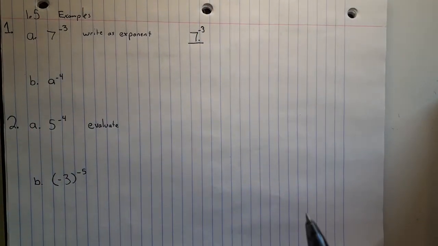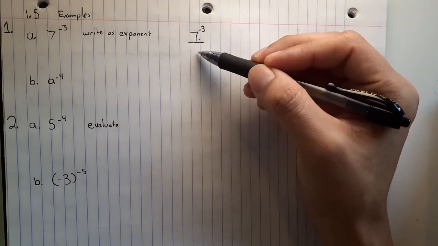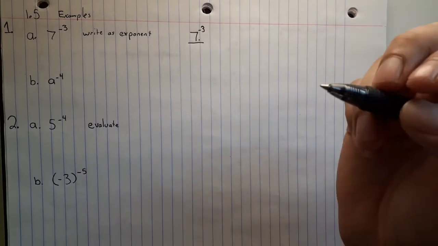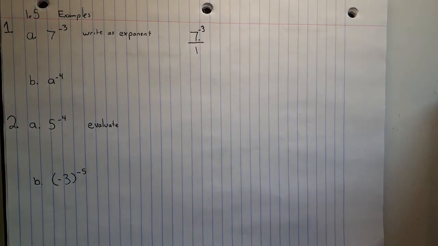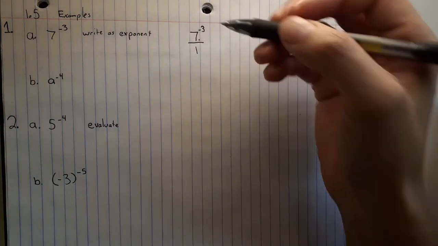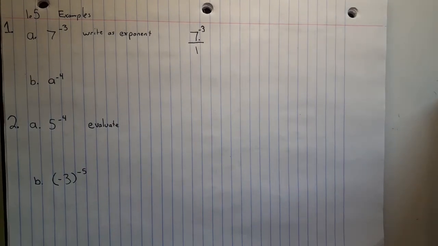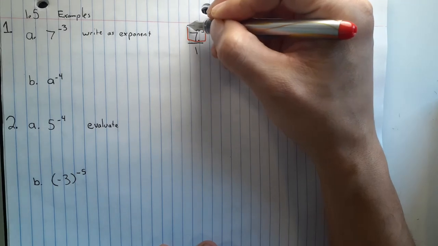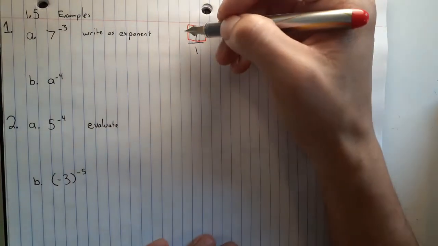Because 7 is our numerator, and if we have a numerator, that means we have to have a denominator. What goes in our denominator? Well, if nothing's there, a 1 goes there. So what does this negative exponent do? The negative exponent is kind of like a bus ticket of sorts. It just tells you to move.